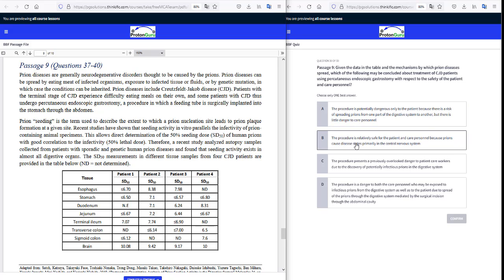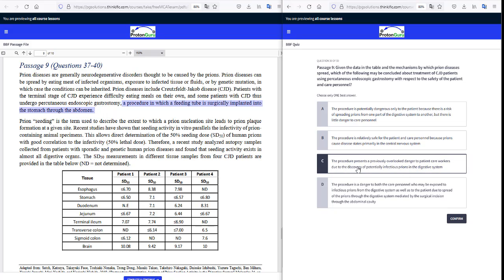Choice B: the procedure is relatively safe for the patient and care personnel because prions cause disease states primarily in the central nervous system, and of course this procedure involves the abdomen. Well, we see that that's not the case. We have prions certainly in all the digestive systems. We can't choose choice B. Choice C: the procedure presents a previously overlooked danger to patient care workers due to the discovery of potentially infectious prions in the digestive system. That seems like a reasonable answer, but let's look at choice D as well.